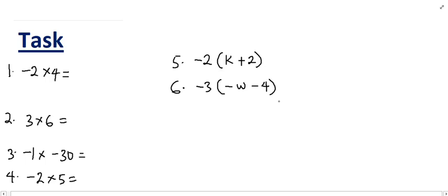We have a task to do, and I want us to do this task together. Just 6 questions, 6 simple questions. I think we can just look at some of them and solve them directly. Minus 2 times 4, different signs, negative, right? So 2 times 4 is what? 8, and we're done with that.